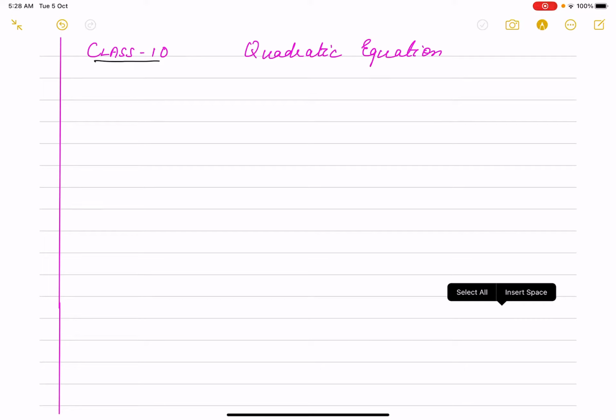Hello children, today we are going to start quadratic equation. So before starting the chapter, what does quadratic mean and what does equation mean? We go back to the chapter polynomials, which you know very well. What are polynomials?